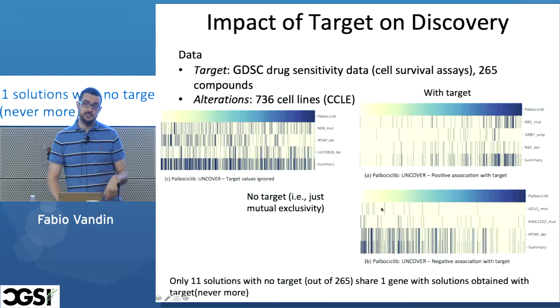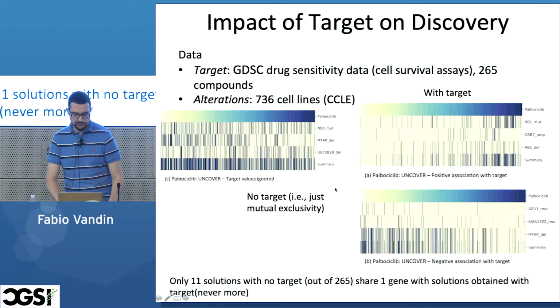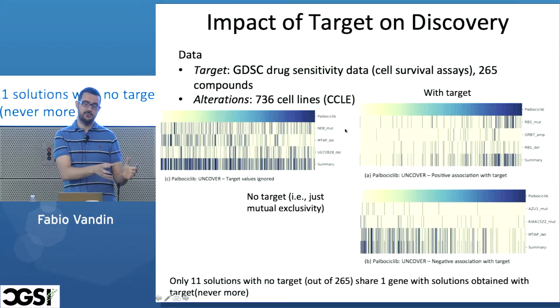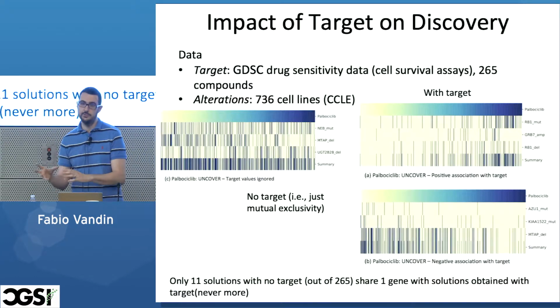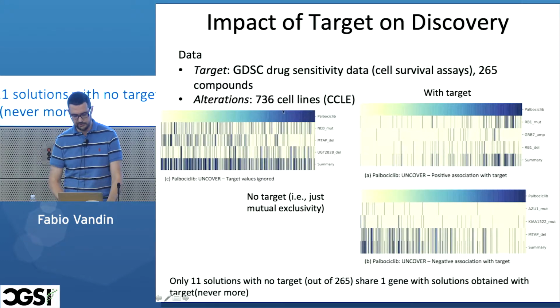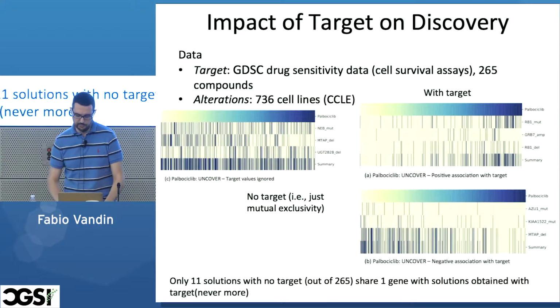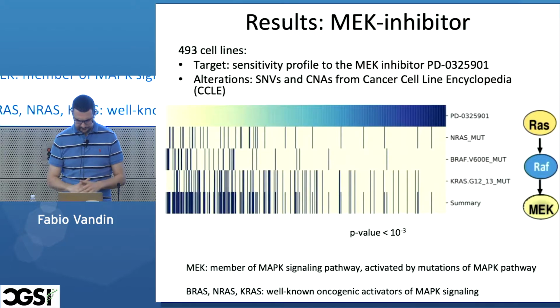Okay, and this is something that happens not only for a few targets, but is usually the case. In general, there are only 11 solutions such that the solution without using the target compared to the solution when you do use the target share at most 1 gene. You never share more than 1 gene, so the target actually has a huge impact on the results that you obtain, as one would expect. Okay, so now let's look at some specific cases and results that we obtained.